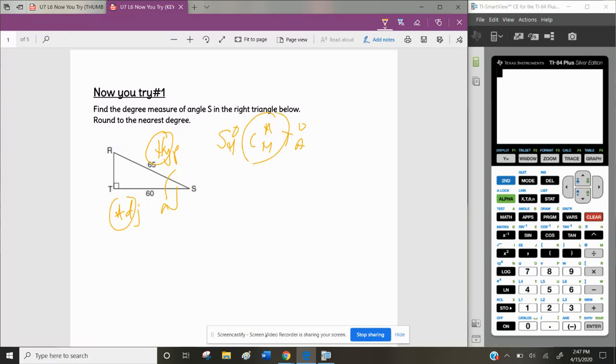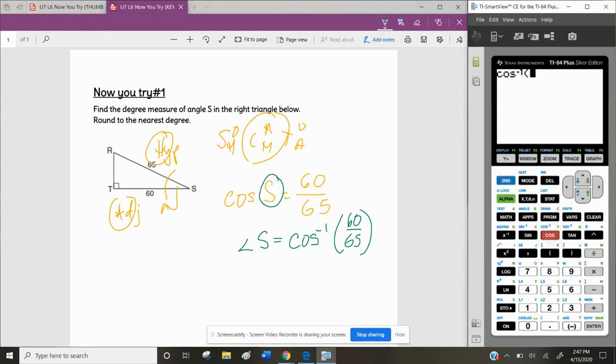So that's cosine. So the cosine of angle S equals the adjacent side, which is 60, over the hypotenuse, which is 65. So I know that since I need the angle, S is going to equal the arc cosine of the 60 over 65 ratio, the adjacent over the hypotenuse. So I go to my calculator, which is in degree mode. Second cosine, 60 divided by 65, and we're going to round to the nearest degree, so angle S is 23 degrees.